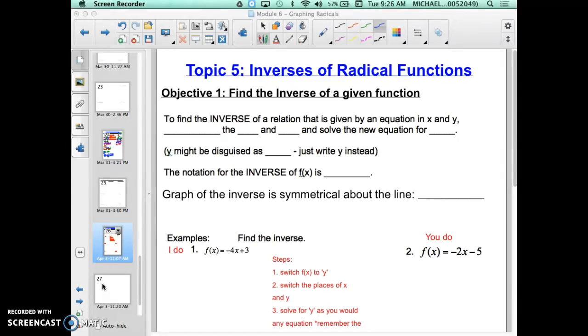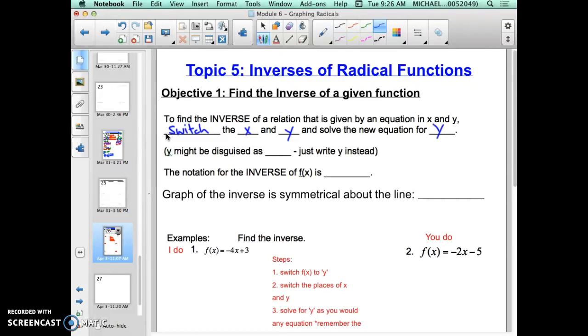Okay, so to begin, we're going to go through some notes to find the inverse of a relation that is given by an equation in x and y, where the variables x and y are present. You switch the x and the y and solve the new equation for y. Right now it might not make a lot of sense, but we're going to put it into action in just a second, and it'll make a lot more sense then.